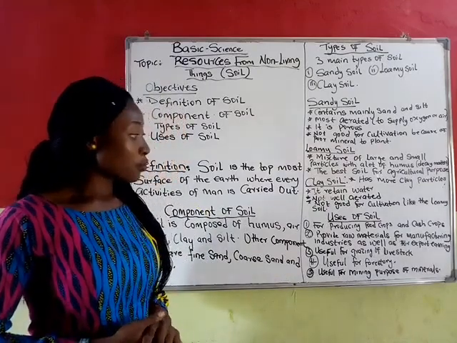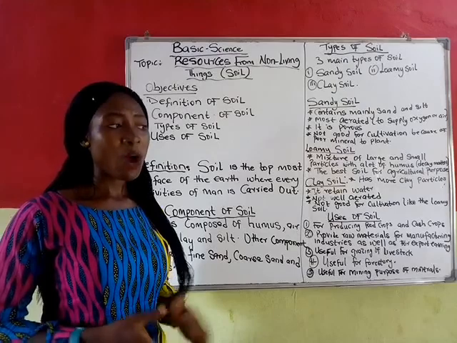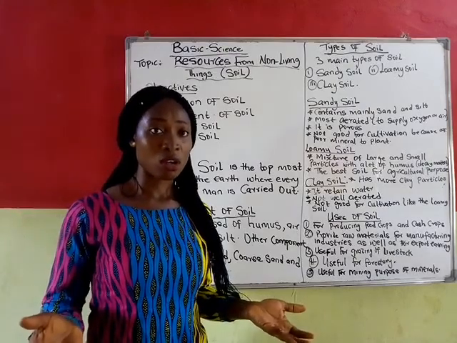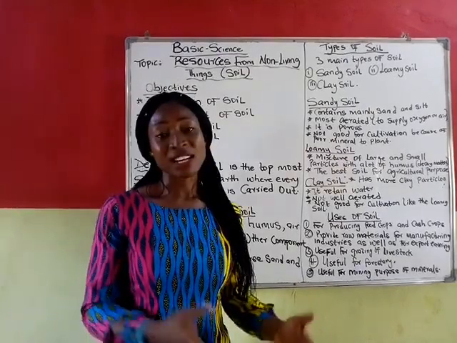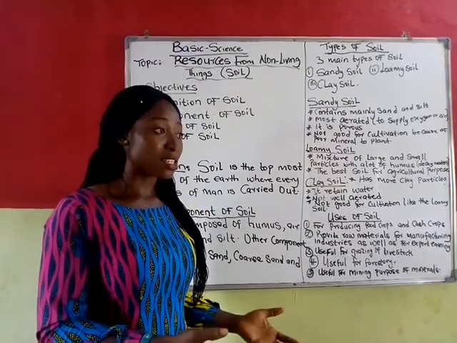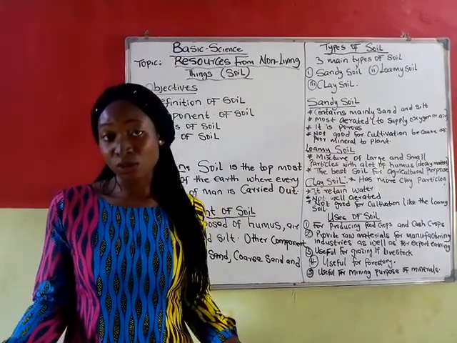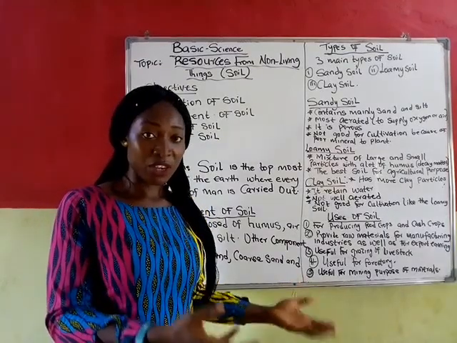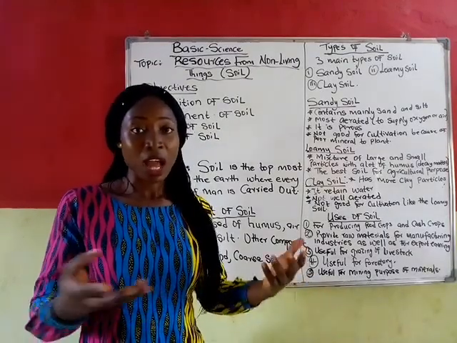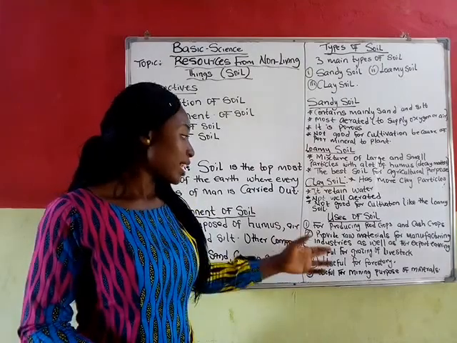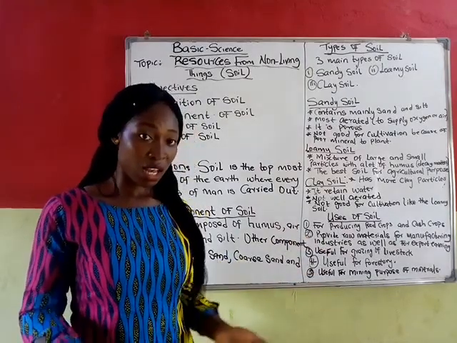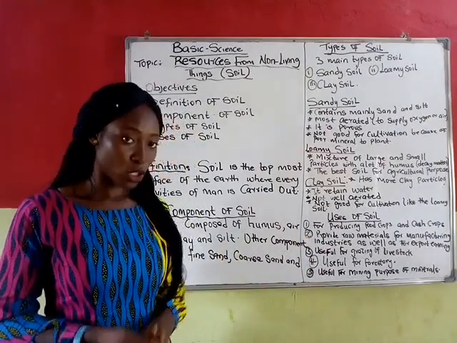Soil is also useful for the grazing of livestock. Why do I say it's useful for the grazing of livestock? Because upon the soil is where the grasses grow, and these grasses are what help the life of the cattle that go there to feed and stay alive. So it helps for the grazing of livestock.